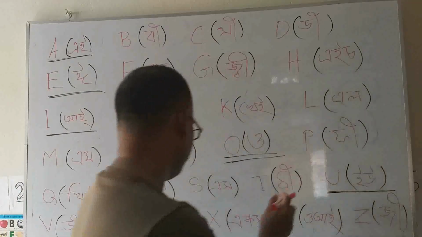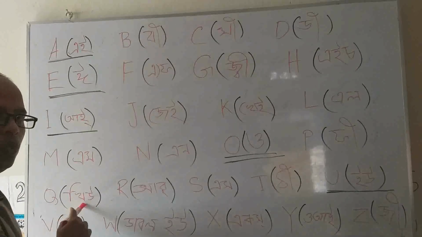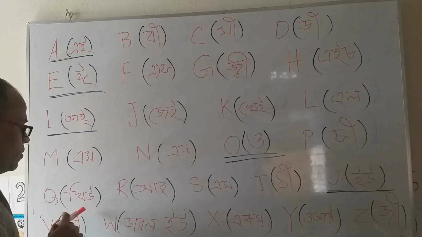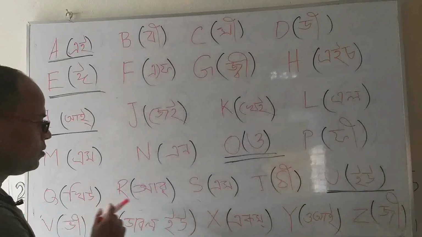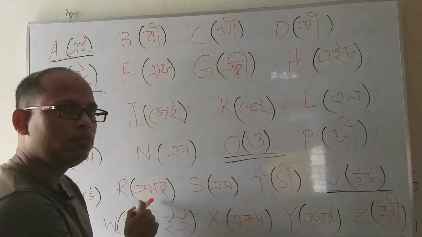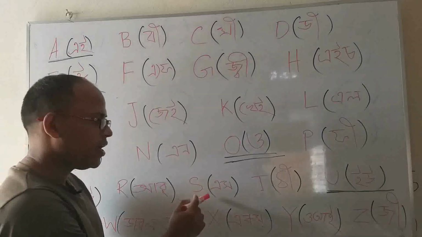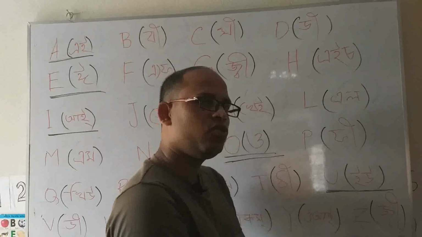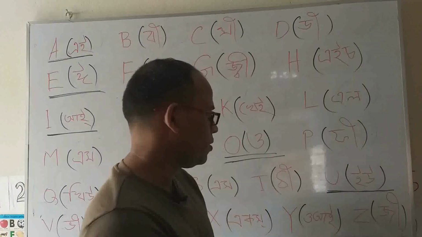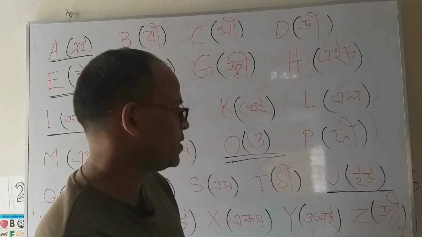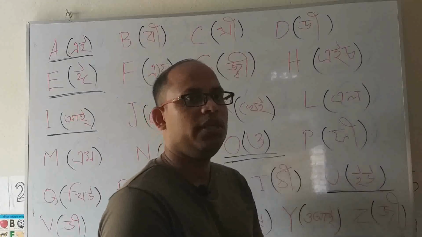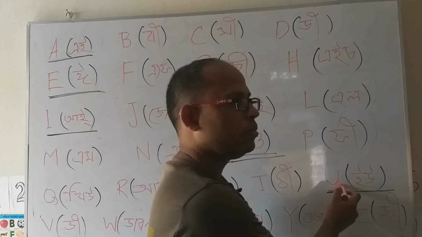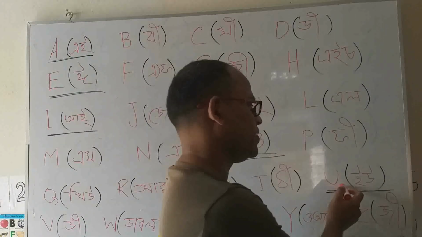Q. A little more emphasis goes to the U sound. R, S, T. In order to pronounce these letters, you need more duration and emphasis, and a little pop sound comes through your lips. U, the same as the U sound.